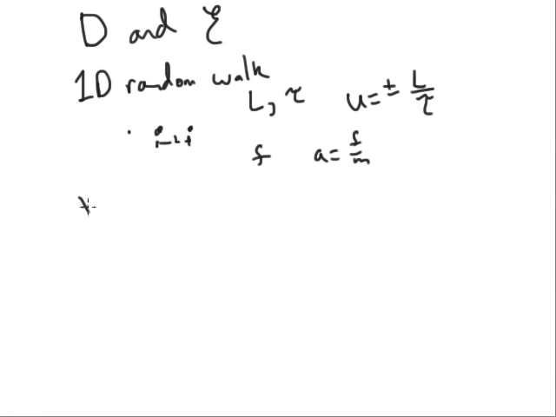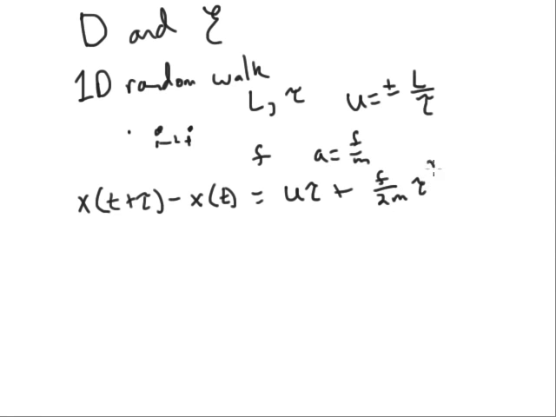And we can say that at a later time, so t plus tau, the change in position, x of t plus tau minus x of t, will be equal to u times tau plus a times 1/2, so it's going to be F over 2m times tau squared. This is the change in position in a time tau. So we have gone a time tau, and this is the amount of position changing due to the velocity, and this is due to the acceleration.